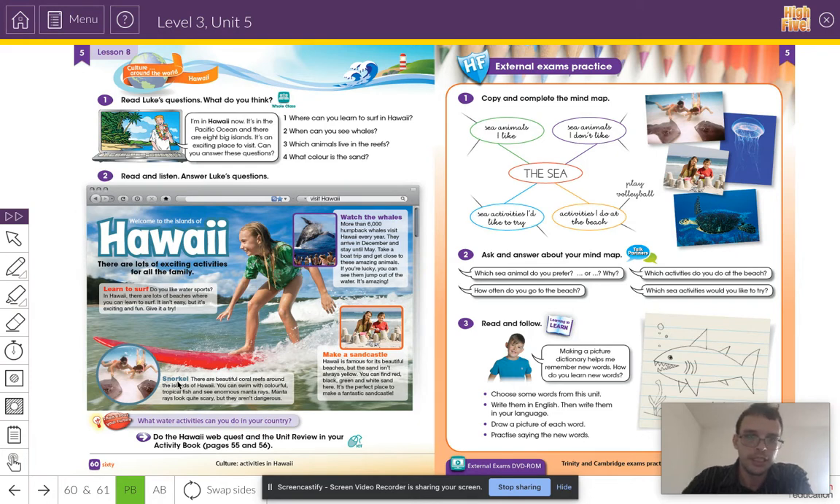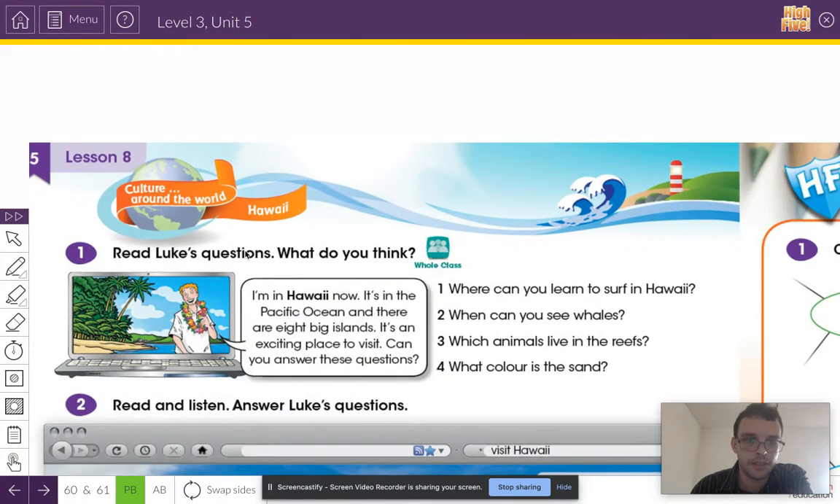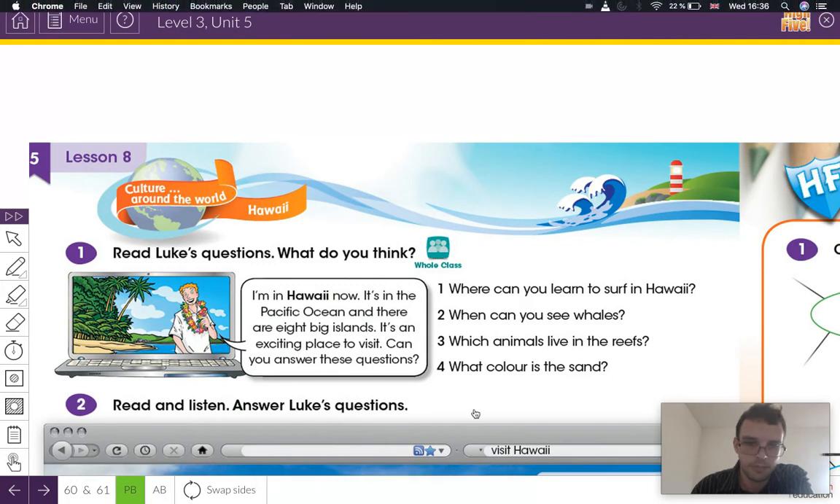Okay, let's have a look. So, first, we're going to read Luke's questions. Okay, so Luke must be in Hawaii right now. Let's have a look at Luke. Okay. Now, all together, let's read what he says. I'm in Hawaii now. It's in the Pacific Ocean, and there are 8 big islands. It's an exciting place to visit. Can you answer these questions?